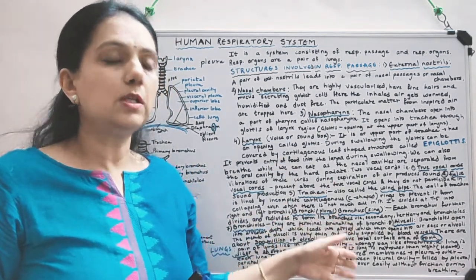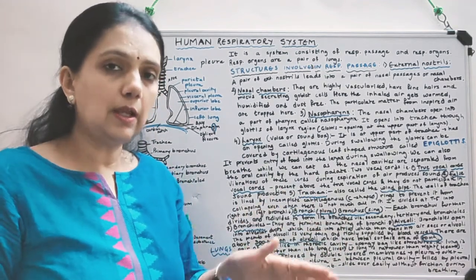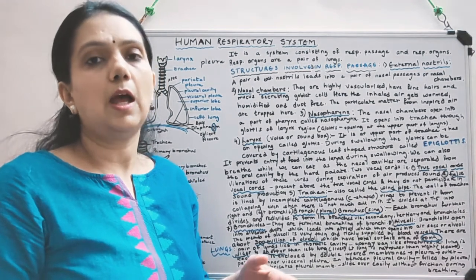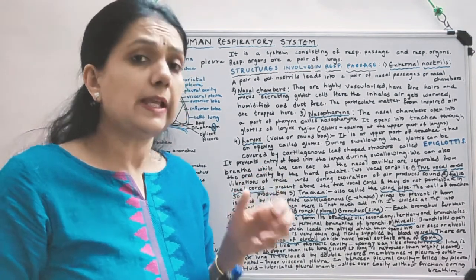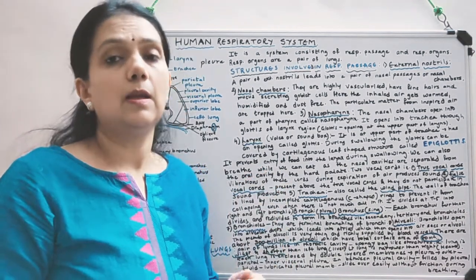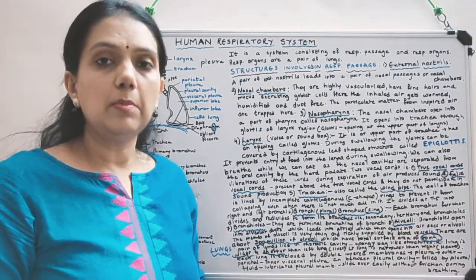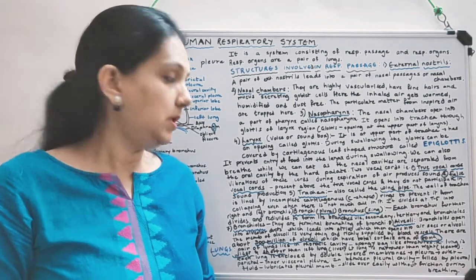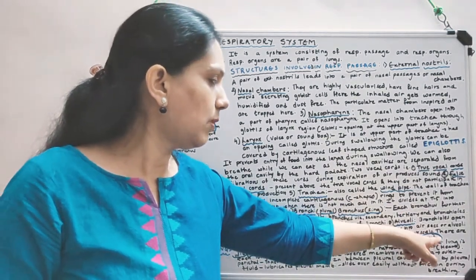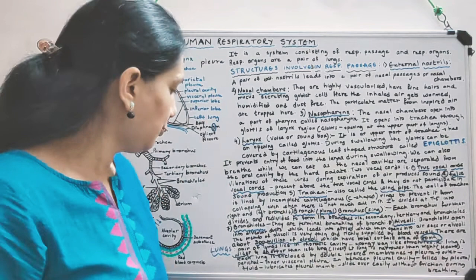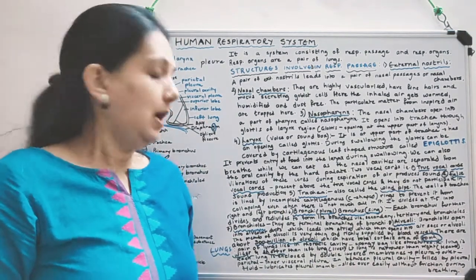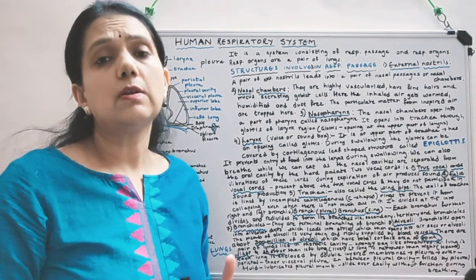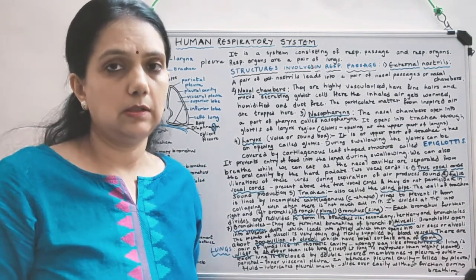Then after bronchus, there are the structures at the terminal part. Those are the terminal bronchioles, and they have the air sacs which are called the alveoli, and they are about 300 million, and the surface area is about 80 square meters. So this you have to remember. And these alveoli are the structural and functional unit of lungs.